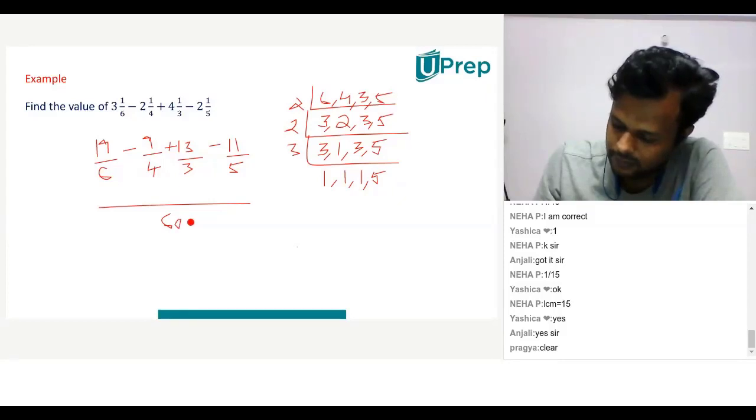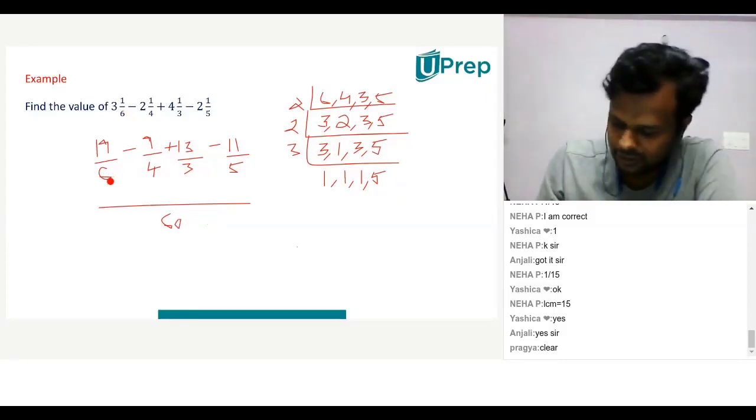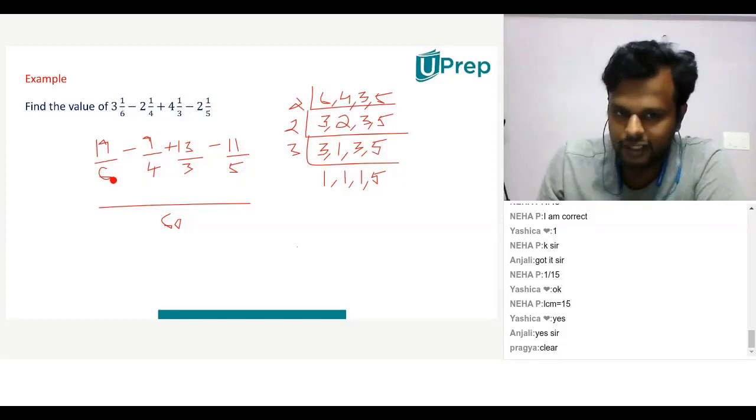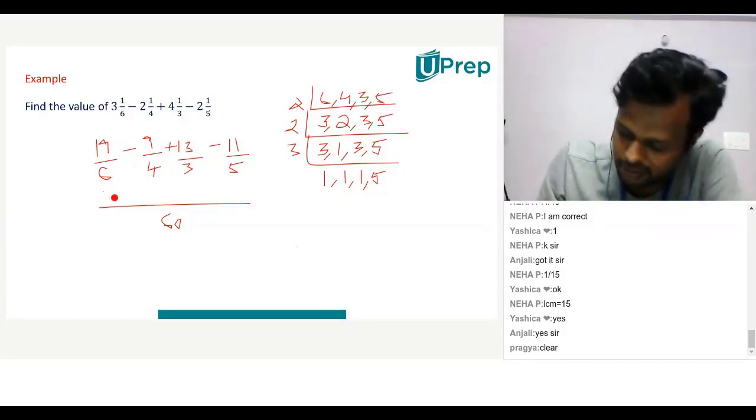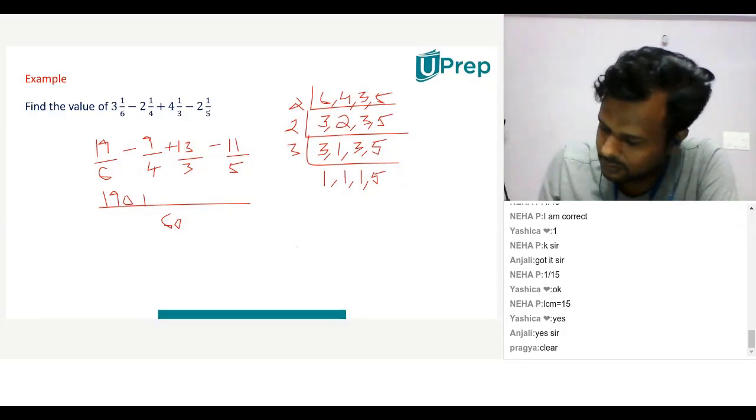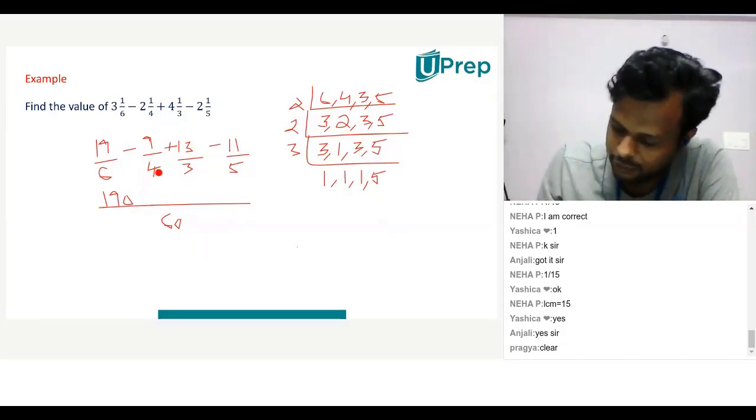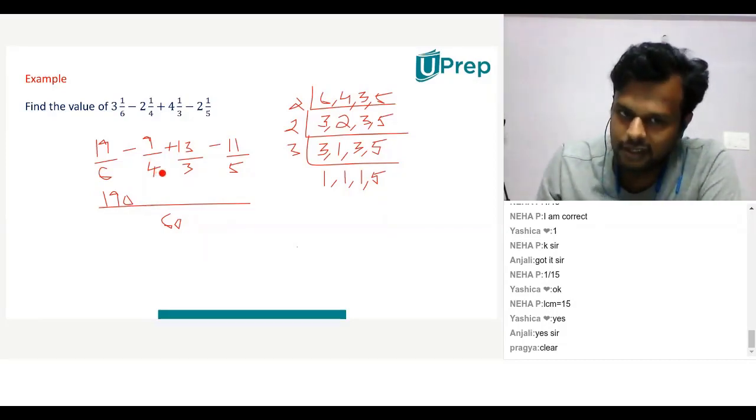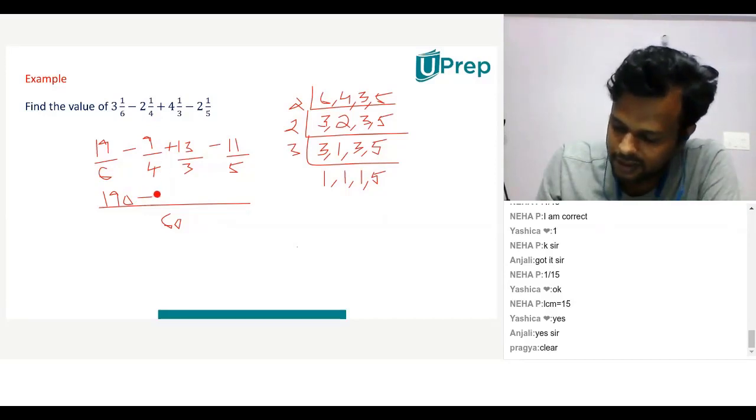Sir, I got it as 60. So now if I have to multiply the denominator, you have to get the denominator as 60 here. I will multiply the numerator and denominator with 10 here. So this becomes 190. Okay, children. And then I have a 4 here. If I want a 60 in the denominator, I need to multiply the numerator with 15. So this becomes minus 135.